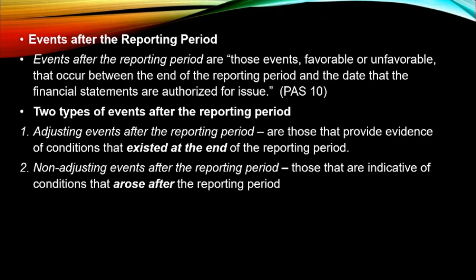So what are the types of events after the reporting period? We have adjusting events after the reporting period, which are those that provide evidence of conditions that existed at the end of the reporting period. And the other is non-adjusting events after the reporting period, which are those indicative of conditions that arose after the reporting period. So the difference between the two is that one exists at the end of the accounting period. The other one arose after, it will come after the reporting period.